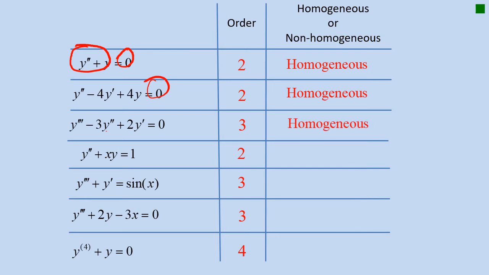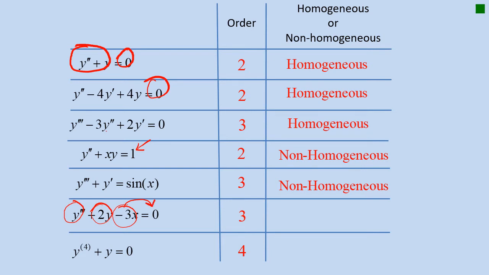Well, the one here is not equal to 0, so it is not homogeneous. The next one is not equal to 0. It is not homogeneous. Now the next one is a little tricky looking. If you look, here's the third derivative, here's the function itself. Well, the 3x, if you put it in a standard form, would be over on the right hand side, and so we'd have the third derivative plus 2 times y equal to 3x, and so likewise that's not homogeneous.